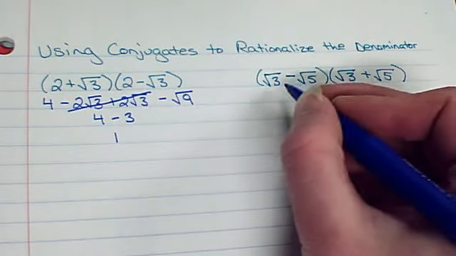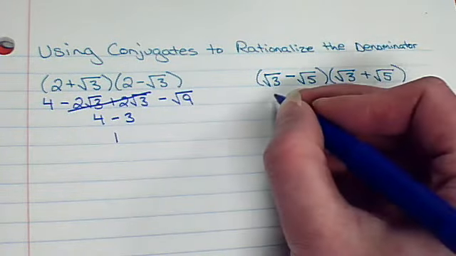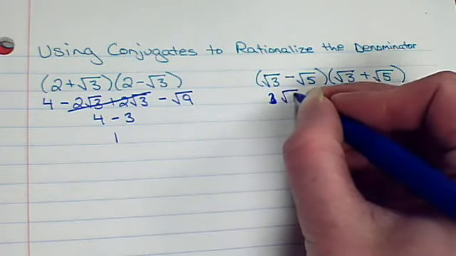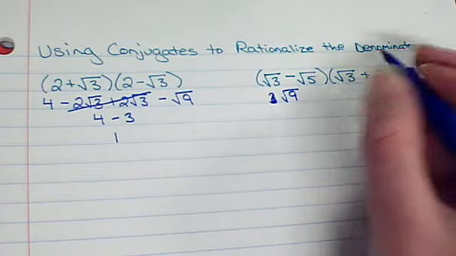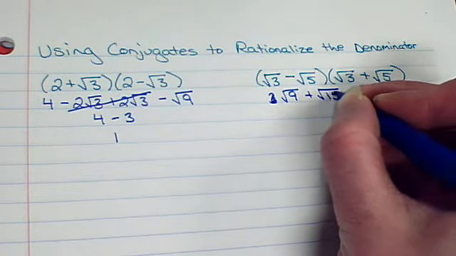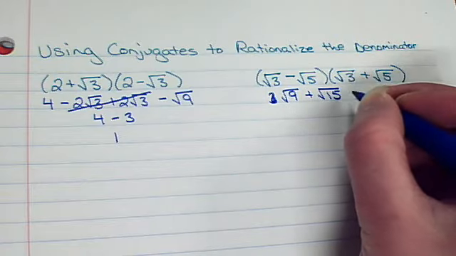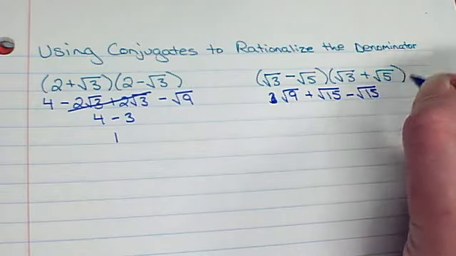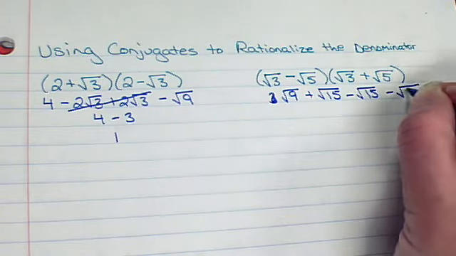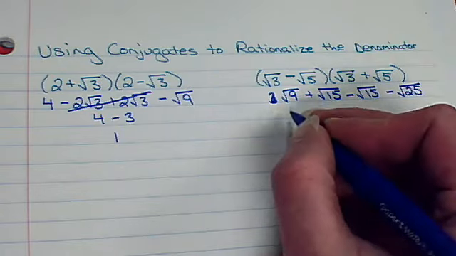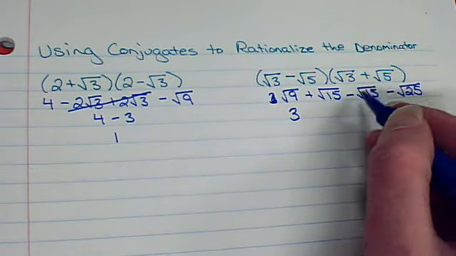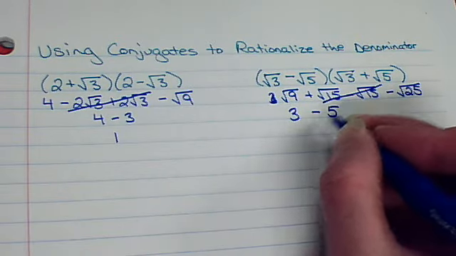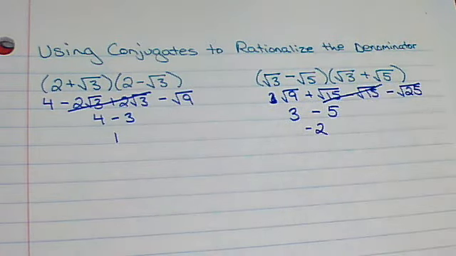See what happens over here. Square root of 3 times the square root of 3 is going to give me 3. Actually, let's back up that square root of 9. I want to make sure I show every step. Square root of 3 times square root of 5 is going to be square root of 15. Negative square root of 5 times square root of 3 is going to be negative square root of 15. Negative square root of 5 times a positive square root of 5 is negative square root of 25. Square root of 9 is 3. Middle terms, how nice. Minus the square root of 25, which is 5. And I get negative 2.